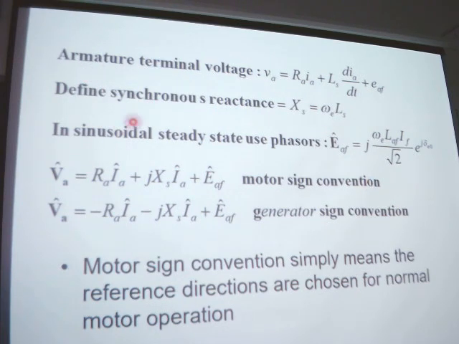This is the conclusion of these equations. We can calculate the terminal voltage and synchronous inductance. Also, reactance is okay. For the two modes, motor or generator, the equations are different, just the sign is different. So this is the equivalent circuit for the synchronous machine.